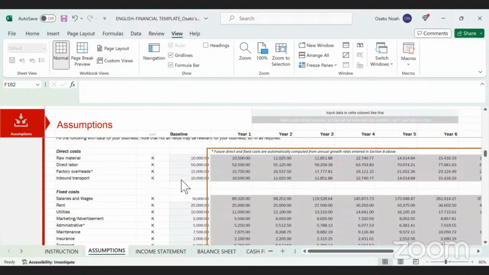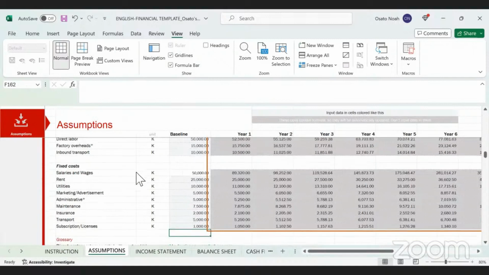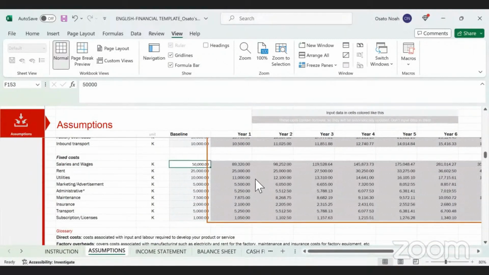But if you're producing 100,000, it's not the same quantity you need when you're producing 50,000, likewise the cost of direct labor and overheads. But with fixed costs, whether you like it or not, you are going to incur them, and they're there whether you even produce anything or not. If you stop production, or you have low production, those costs will continue to accrue. So we have salaries and wages. Based on the calculation we had there, salaries and wages is 50,000 kwacha, and then that one is projected. Then our rent is 25,000.